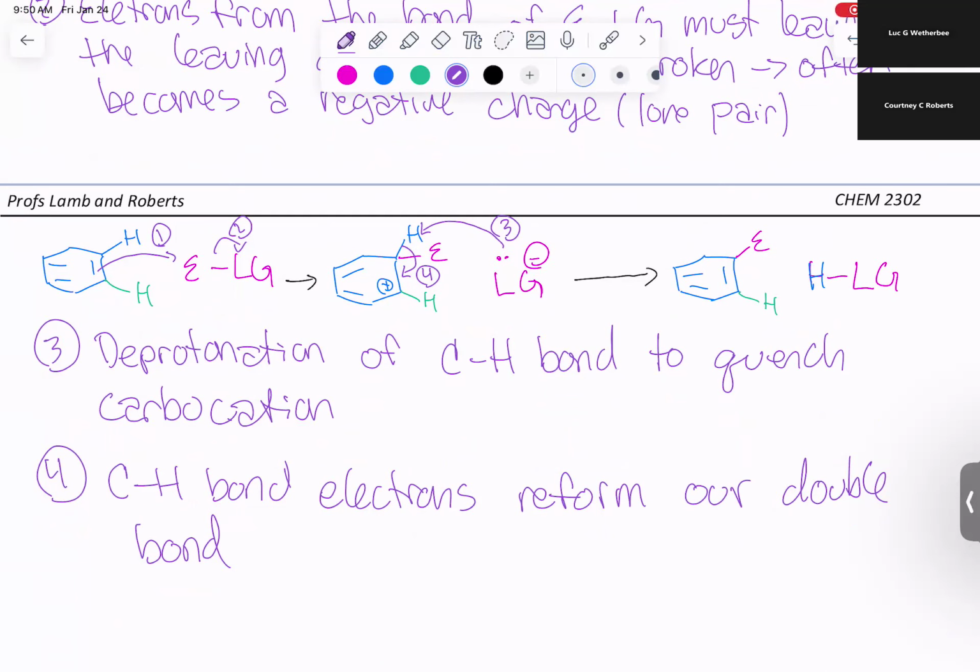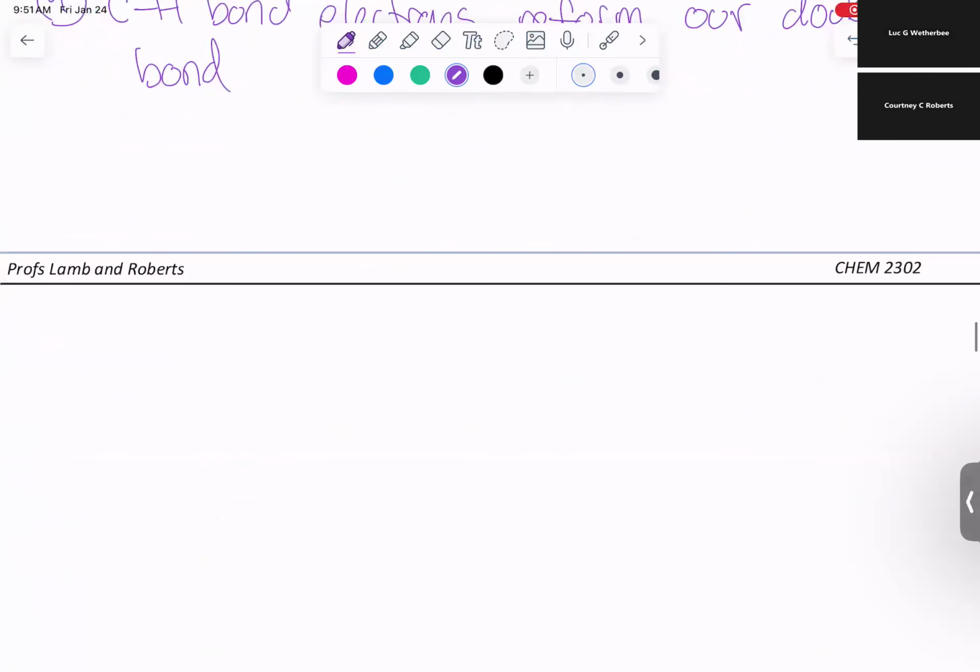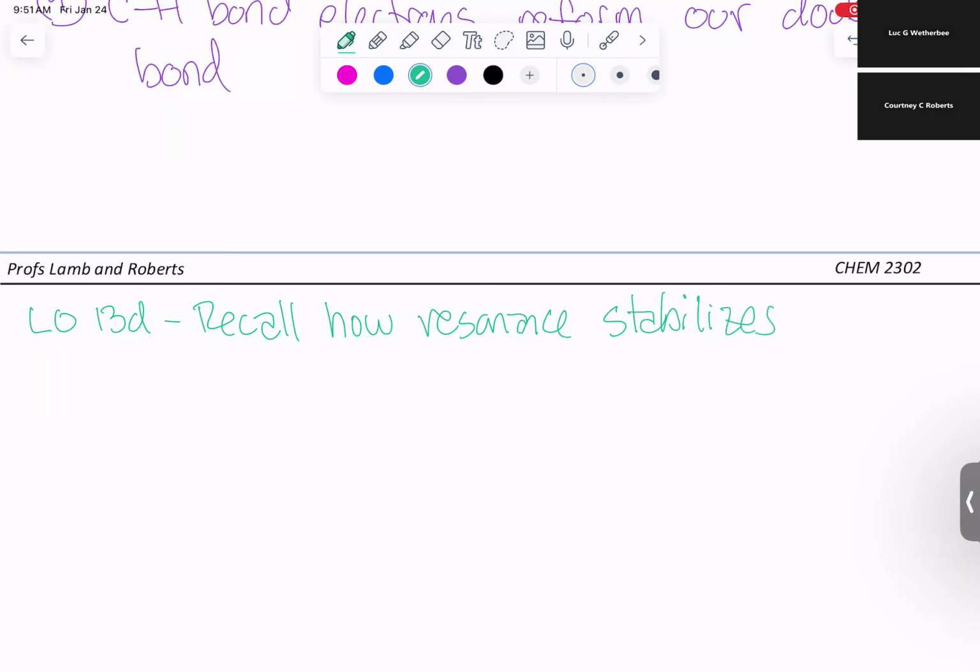All right, so the one learning objective that I want to touch on for today, and I'm always going to label these, from now on they're always in order. It's not 13A today, it's 13D, but I swear from then on it is. And this is going to be: recall how resonance stabilizes, in this case, the carbocation.